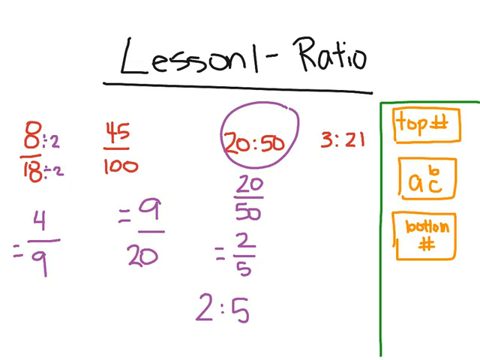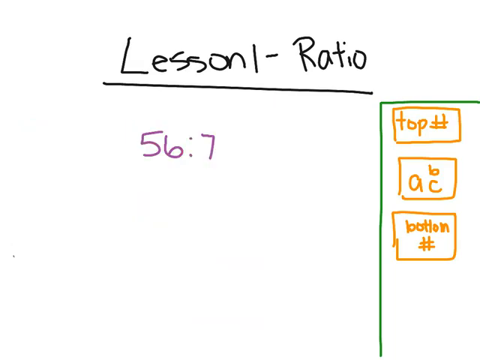3 to 21, you go 3 over 21, and then you go 3 ABC 21, and you get 1 over 7, which is the same as 1 to 7. Our last one, 56 to 7, is the same as 56 over 7. Now because 56 is a multiple of 7, you can read this as 56 divided by 7, which is 8. And we write our ratio, because we know this is the same as 8 over 1, as 8 to 1.